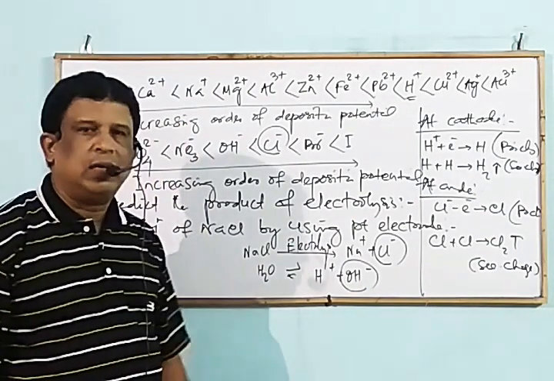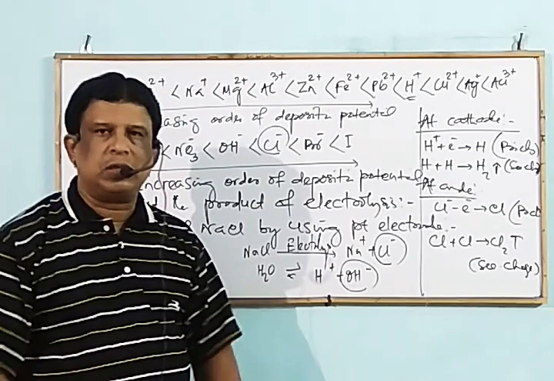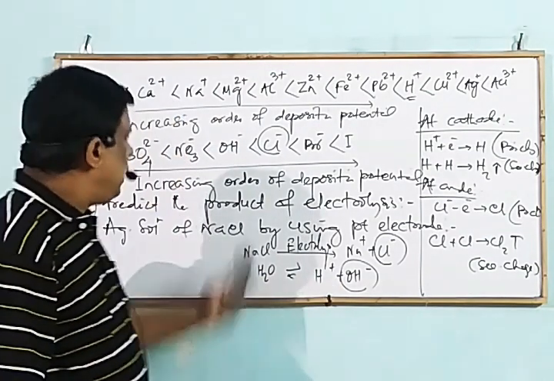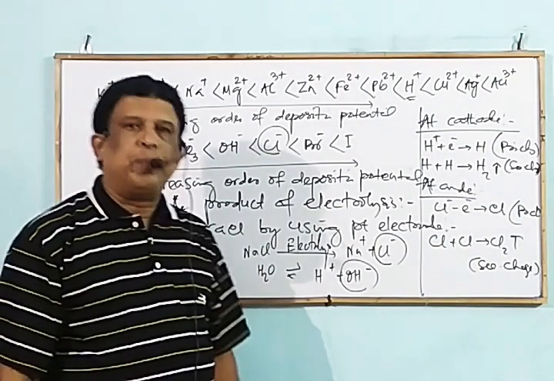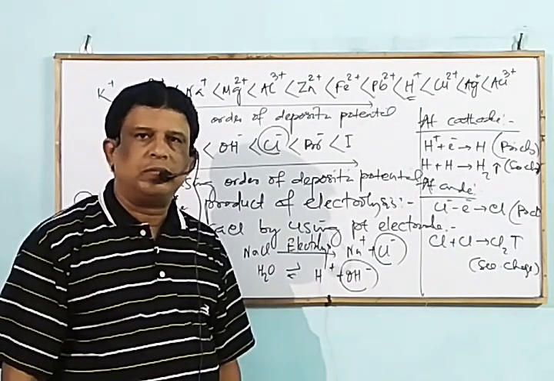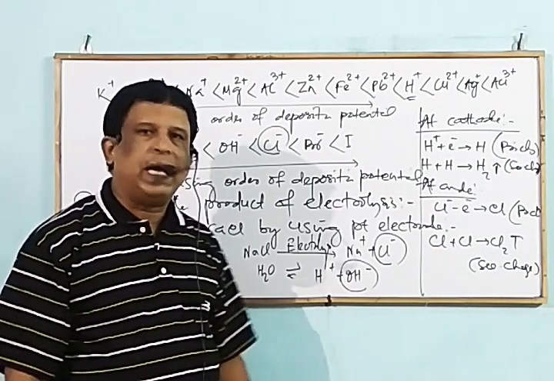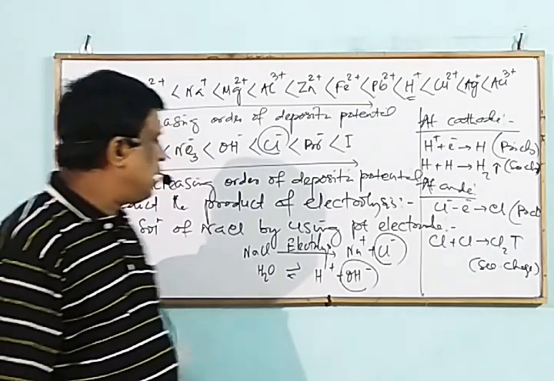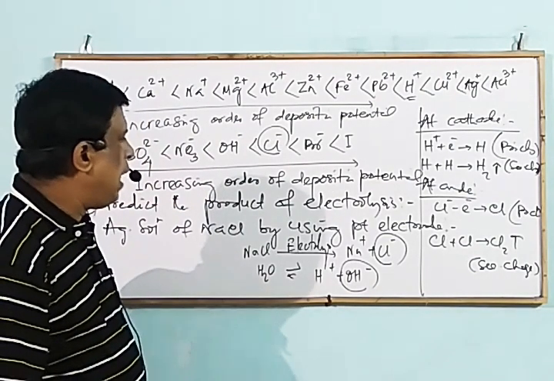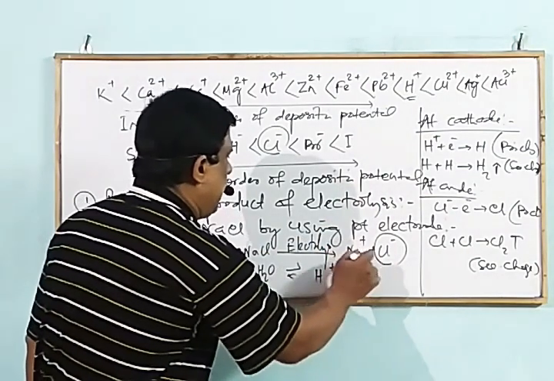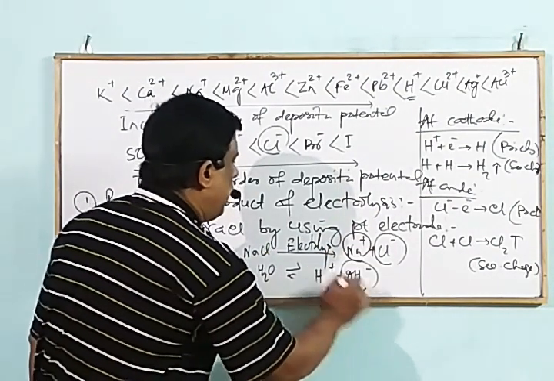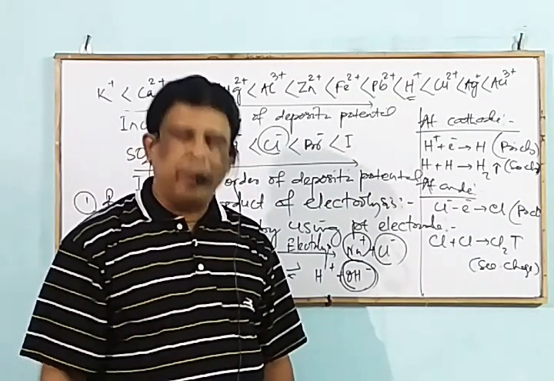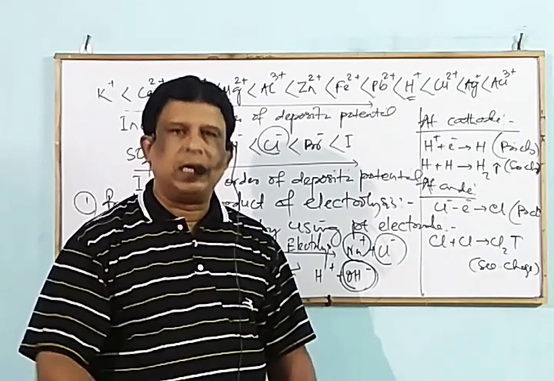Same question is there, same data is there, but a different question. Another type of question is there. In this case, predict the pH of the solution. What is the pH of this resulting solution after electrolysis? So observe what type of ion is left behind after electrolysis. Na+ ion is left behind and OH- ion is left behind. That means the solution is basic in nature, so pH greater than 7.